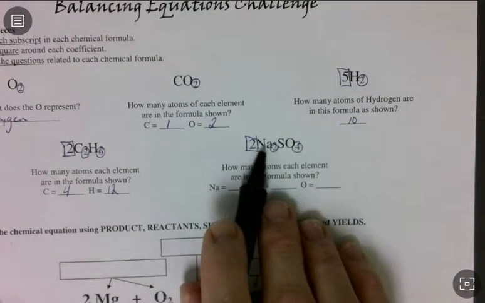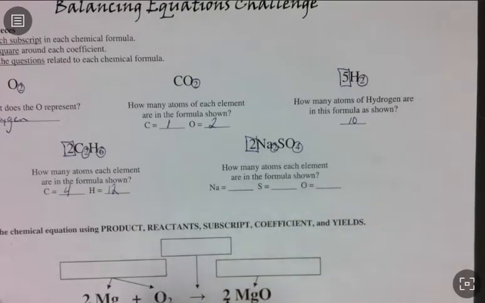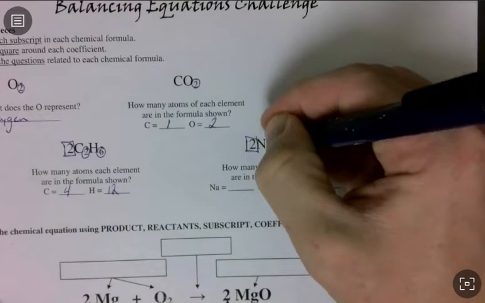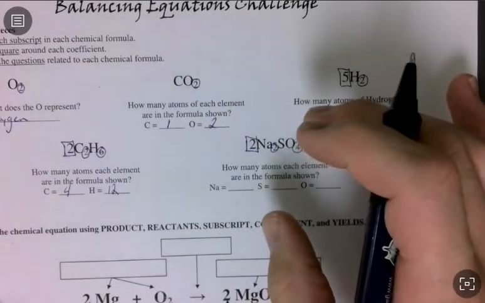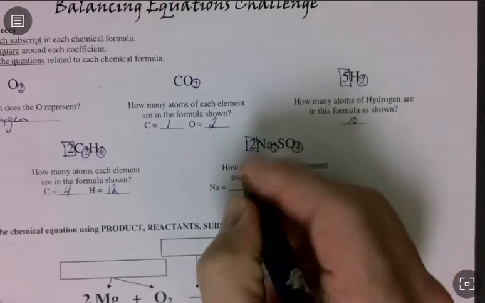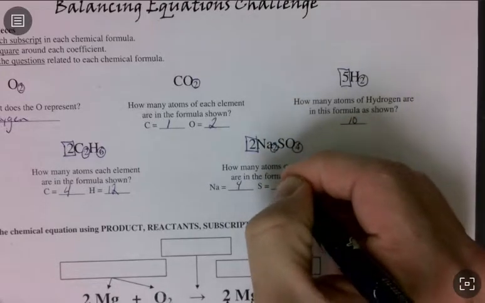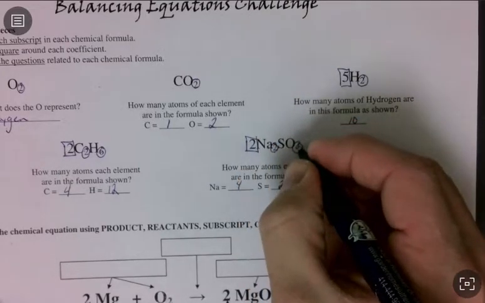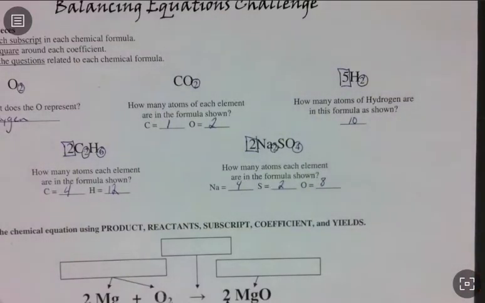Here you've got 2 Na2SO4. How many atoms of each element are in the formula shown? So you have to think there are 2 sodiums, 1 sulfur, and 4 oxygens in 1 compound of that element, and then you're going to multiply each of those by 2. So 2 times 2 in this case is going to be 4. 2 times 1 in terms of sulfur is going to be 2, and 2 times 4 gives you 8 in the form of those oxygens.